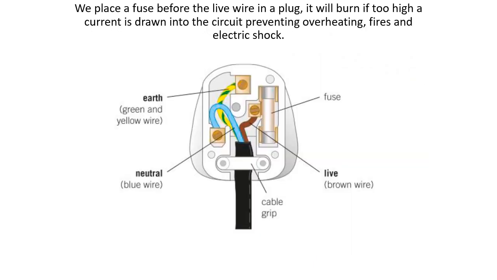We place a fuse before the live wire in a plug. This means that if too high a current enters the plug, then the fuse will burn and stop the electricity from passing into the electrical device. This device prevents overheating, fires, and electric shocks.